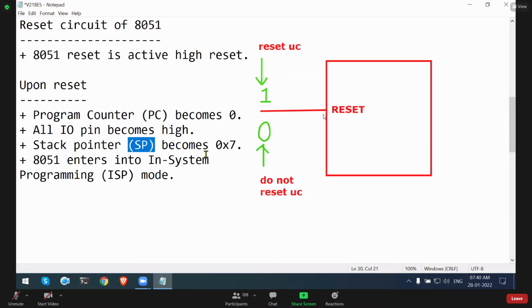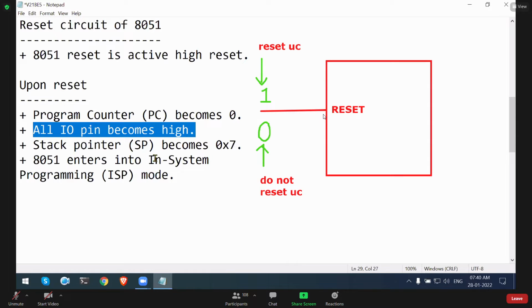Next is that all IO pins become high after reset. When you give 1, it is nothing but 5 volts.